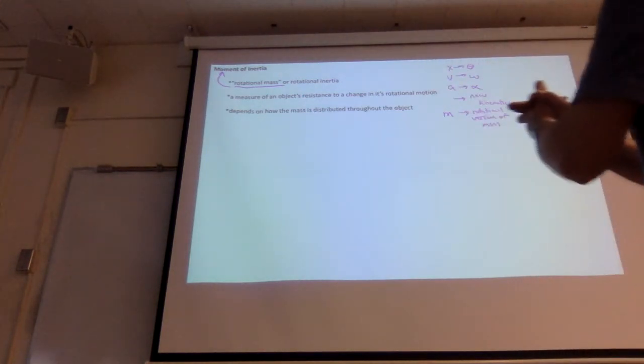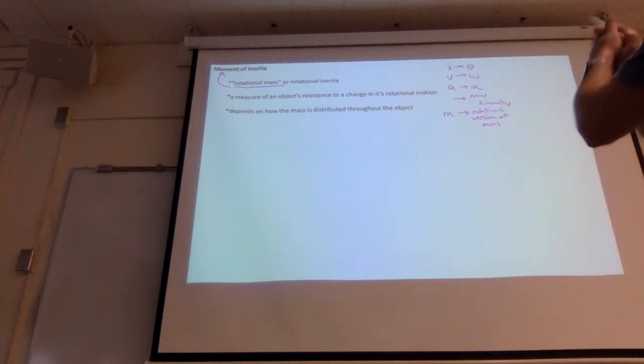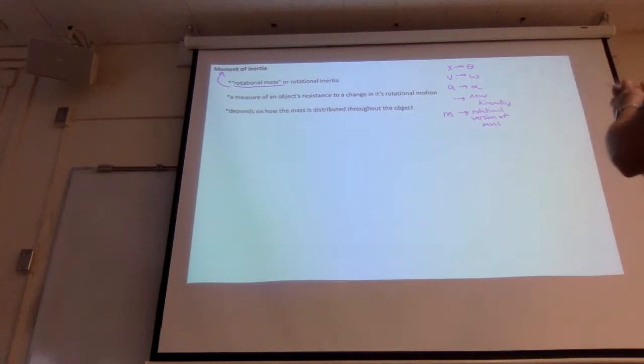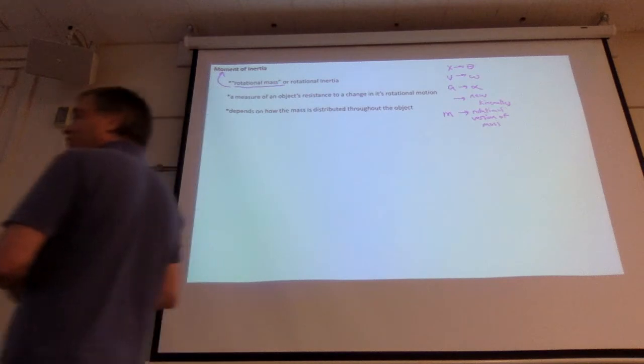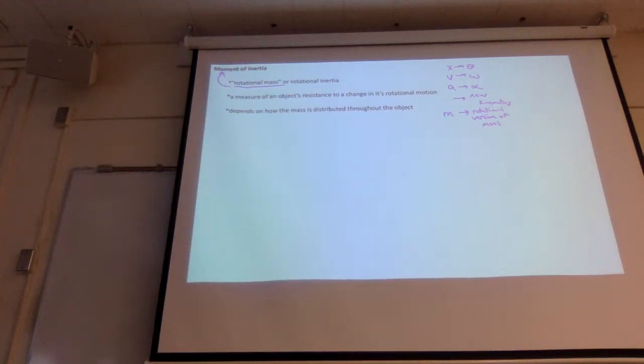The same idea applies here. You can see on the second line, except this is a measure of an object's resistance, not to regular acceleration, but to any changes in its rotational motion. Change in rotational motion is angular acceleration. And look at that, there's a little punctuation that shouldn't be there. Go away. That's irritating. A measure of an object's resistance to angular acceleration.